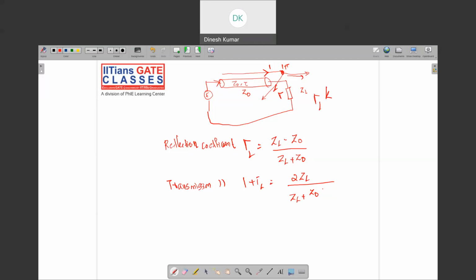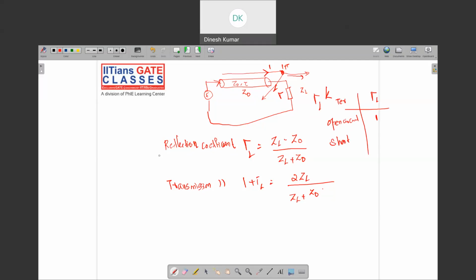Okay. So now we can check some different terminations and what gamma L is. What is an open circuit? What happens if an open circuit happens? ZL will be infinity, right? Because in an open circuit the impedance will be infinity. So gamma L is basically 1. So what happens in a short circuit?